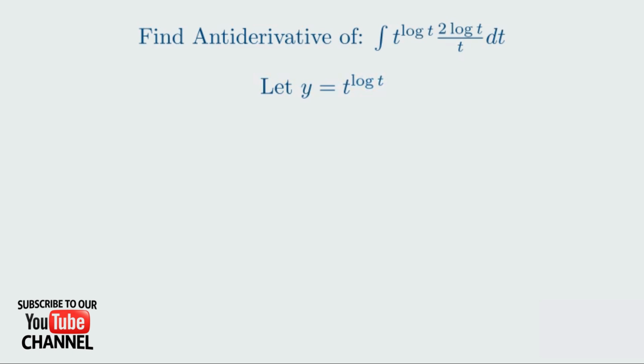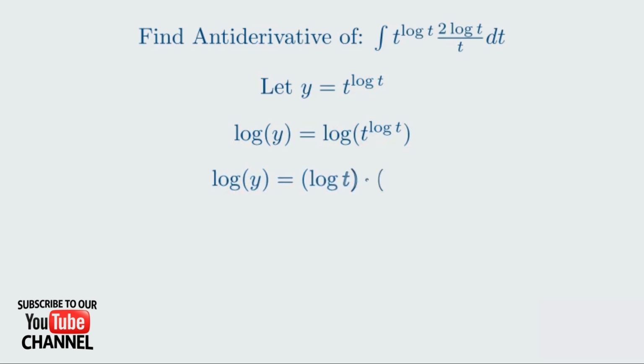Now, we'll take the natural logarithm of both sides of this equation to bring the exponent down. So, the natural log of y equals the natural log of t to the power of log t. Using the log power rule, we can move the exponent, log t, to the front. This gives us log y equals log t times log t. For convenience, we can write this as log y equals the quantity log t squared. Notice how taking the logarithm has transformed the complicated exponential expression into a much simpler polynomial in log t.